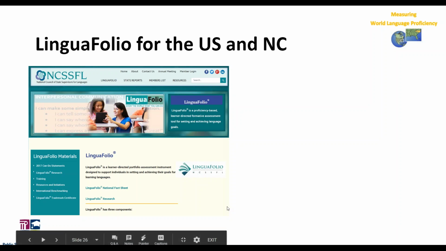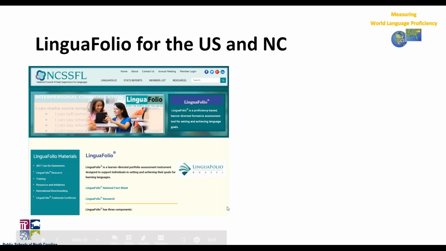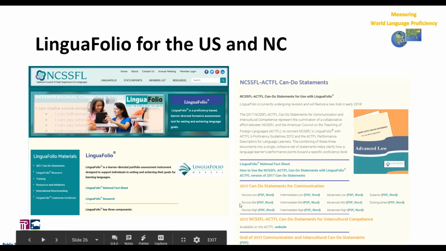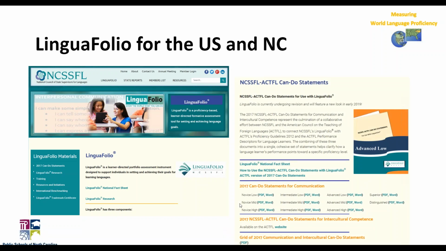And that includes the things you see here, the overall information about LinguaFolio that we shared on the first few slides about it, as well as a fact sheet. There's information about LinguaFolio research and training, and there's also the NCSSFL-ACTFL can-do statements that you can download.